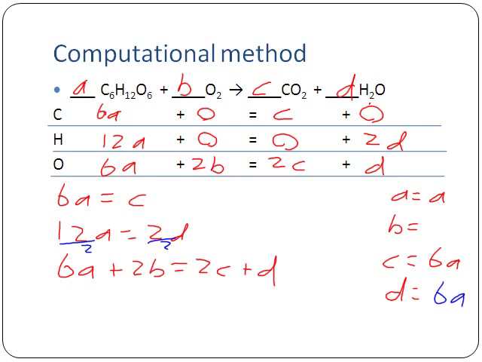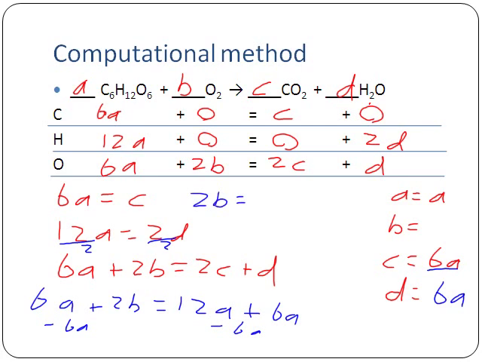Now B is our last one. We're going to have to plug things into our last equation down here to get this to work. We have 6A plus 2B, which we don't know what B is yet, equals 2C. 2C, since C is 6A, is going to be 12A plus D, which is 6A. And so when we do this, we have 18A on the right. We're going to subtract 6A from both sides. And so we end up with 2B is equal to 12A. And so to solve for B here, we're going to divide both sides by 2 again. And so we get that B is equal to 6A again.